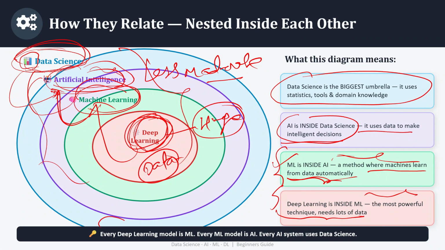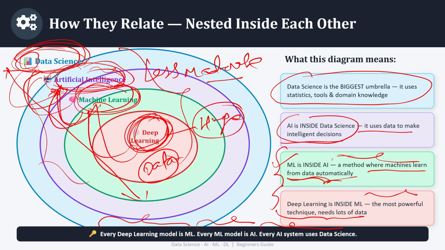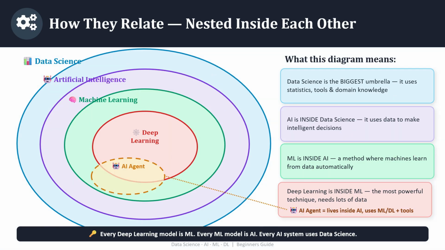So that means every deep learning model is ML, every ML model is AI, and every AI system uses data science. This is the relation between all of them. Data science is the topmost umbrella. Then we have artificial intelligence inside data science, machine learning inside artificial intelligence, and deep learning inside machine learning. So they are completely overlapping with each other, and this is the relation between all four.